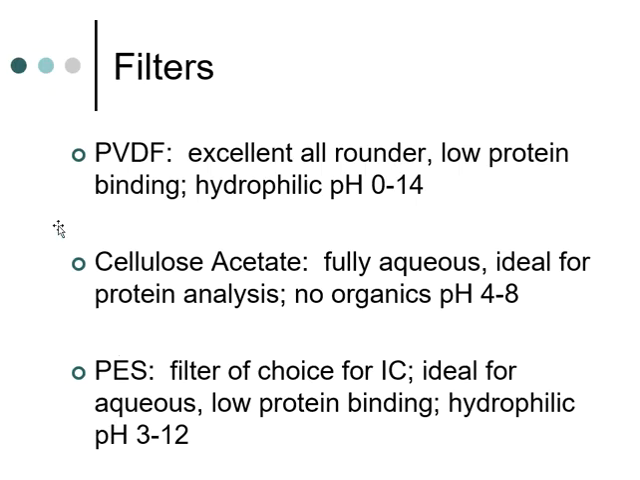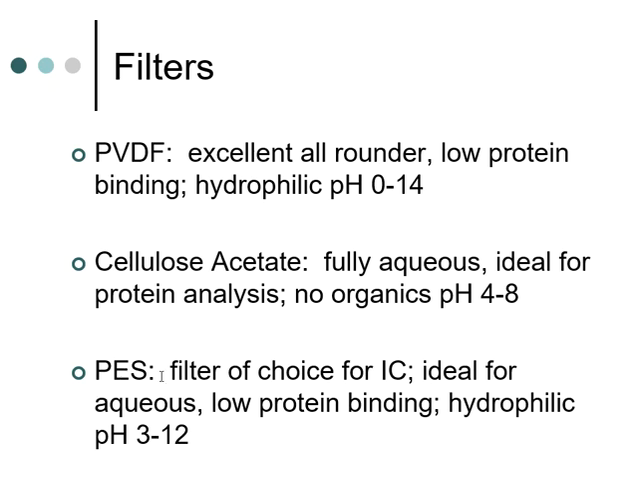Okay. Another one that I would like to talk about is the cellulose acetate. These are fully aqueous. They're ideal for protein analysis, but no organics in them at all. pH of 4 to 8. So they're very restrictive when it concerns the pH values here. So that's something that you want to stay away from. The cellulose acetate's not going to be a very good filter paper for our purpose.